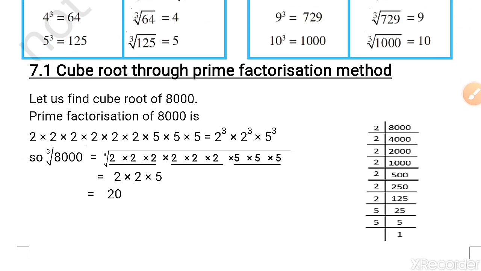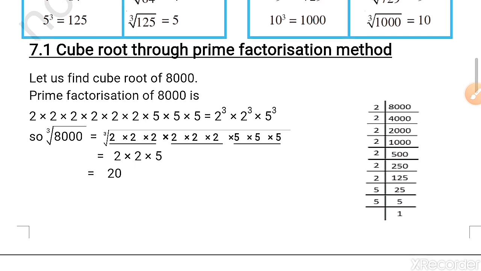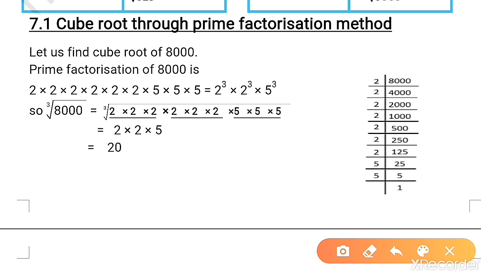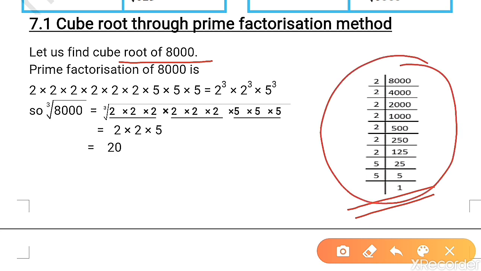Now we will discuss how to find the cube root through prime factorization of a number. You are well aware of the prime factorization of a number. Let us find the cube root of 8000. First we will find the prime factorization like this. Then we will see that we have the prime factorization as 2 cube, 2 cube and 5 cube.